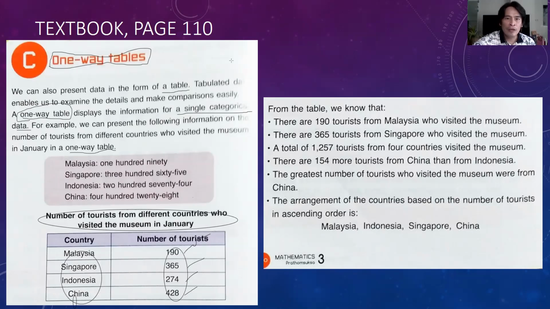So if I ask you to make a table or draw a table, I'm going to see the title, 1 point, the description of the first column, another 1 point, the description of the second column, that's the 3rd point, and of course, the details or the information, 1 point and 1 point. So in the test or in the quiz, you will get 5 points. Okay. Now, from the table, let us state some information.